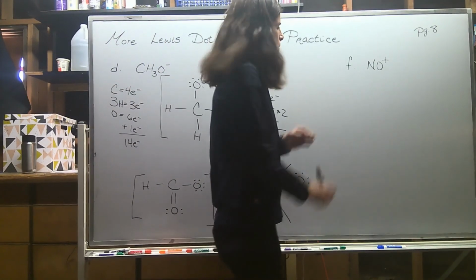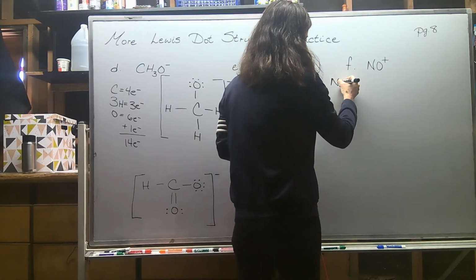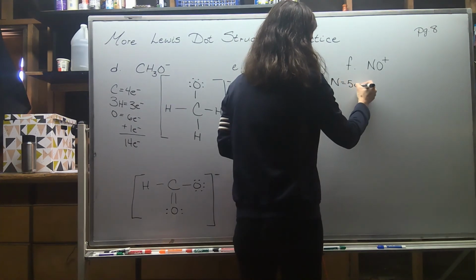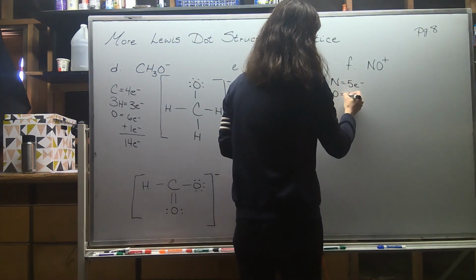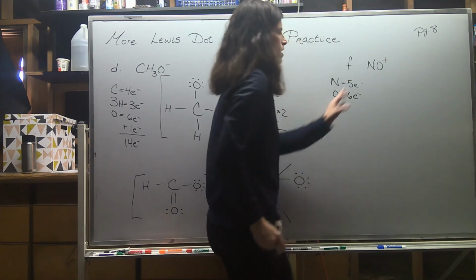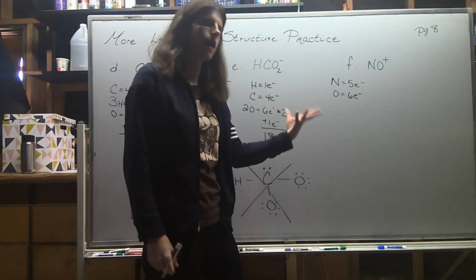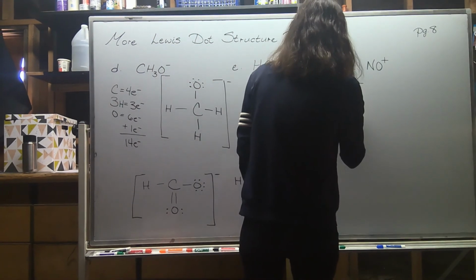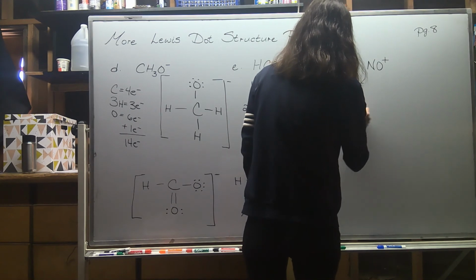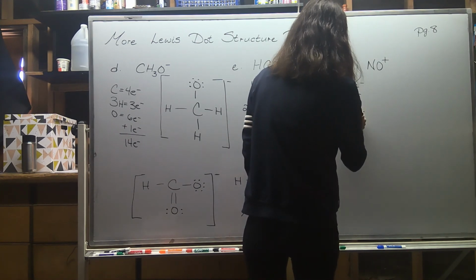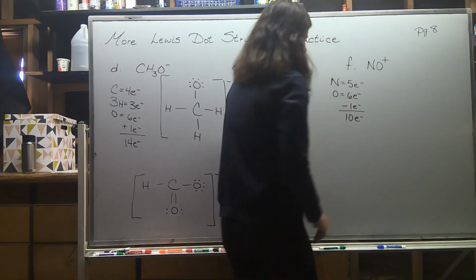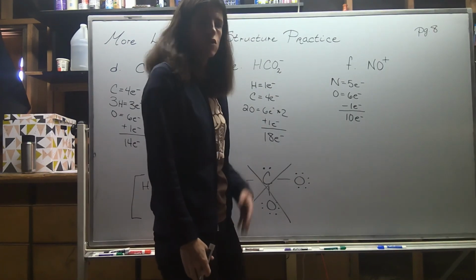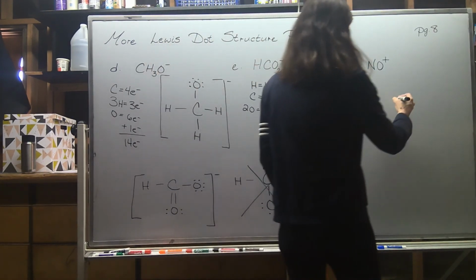Let's do another one. Nitrogen will give us 5. Oxygen has 6 valence electrons. And I have a +1, positive to lose, so I got to subtract 1 electron. So we have a total of 10 electrons. So it's just 2 things, so I'll just connect those 2 things.